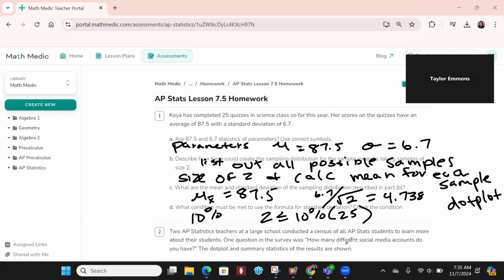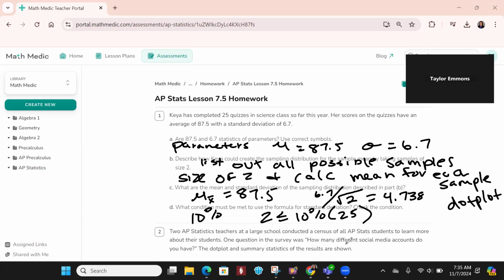Questions, comments, concerns, inquiries. If we saw something about the problem in letter C, would you do 6.7 divided by the square root of 25? If we took 25 as a sample, yeah. Otherwise we've already found our standard deviation for that sample. If 25 is our sample, they told us this information about our sample, we wouldn't have to do this calculation. It's already found. That makes sense?